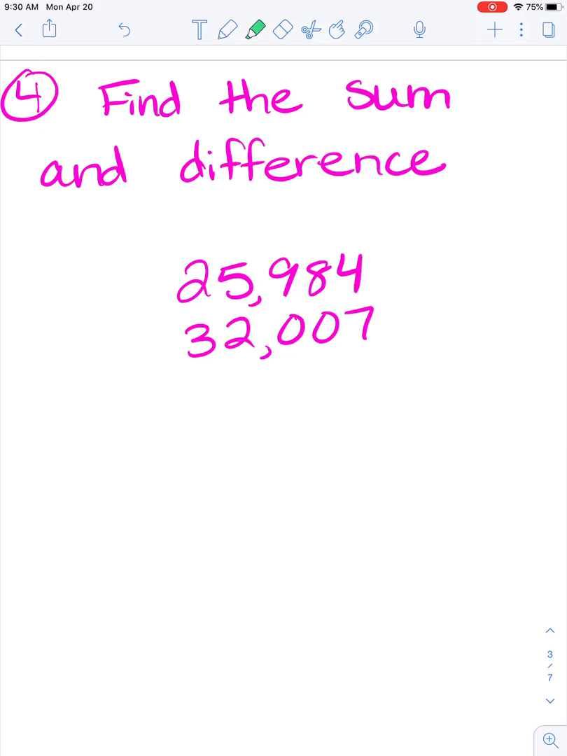Okay, so for number 4, we're going to find the sum and the difference. Remember, when we write sum, we go like that so that it reminds us of an addition sign. And when we do difference, we do that to our F's to remind us of subtraction. So we're going to add these and subtract them. I'm going to go ahead and just add right now. Usually I like the greater number on top, but because we're adding, it doesn't matter. But when we subtract, we definitely need the greater number on top.